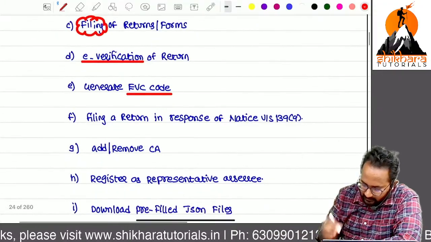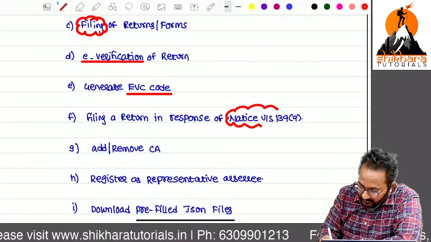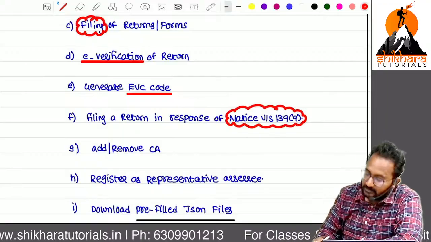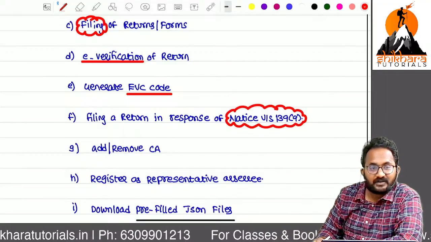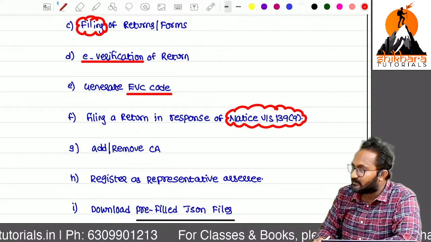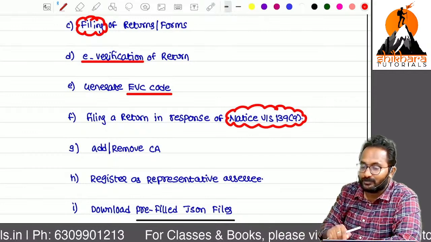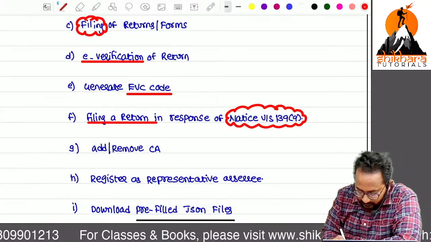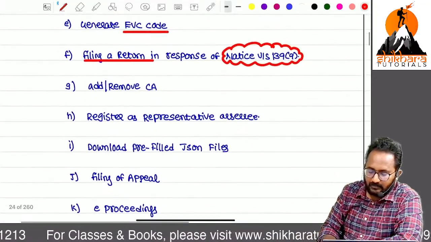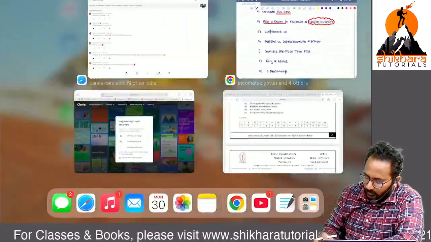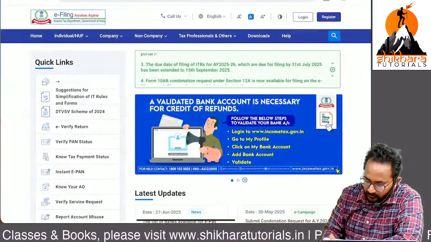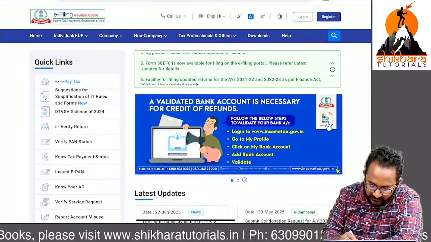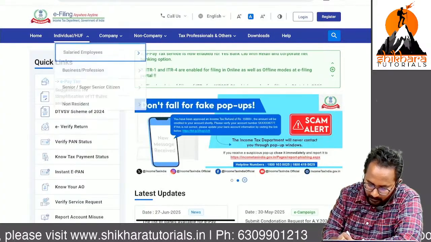Next, if any defective notice is issued, if any return is treated as defective, it needs to be rectified within how many days? 15 days. So that response also you can file within the e-filing website. Now, for example, if you log into this website, at the top I think you can see home, individual, company.